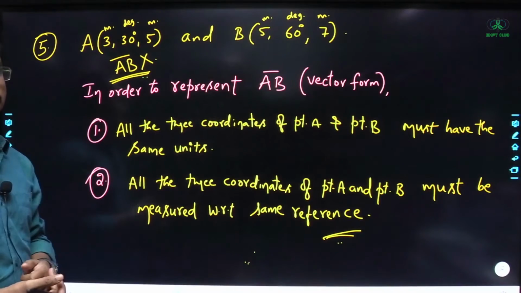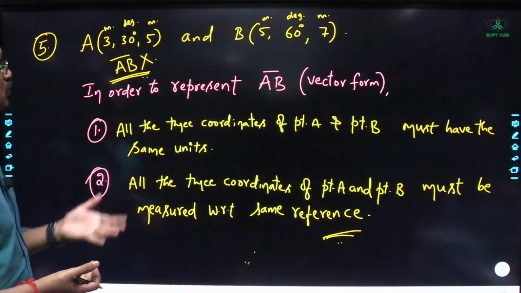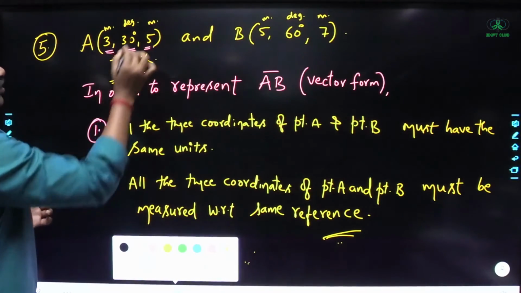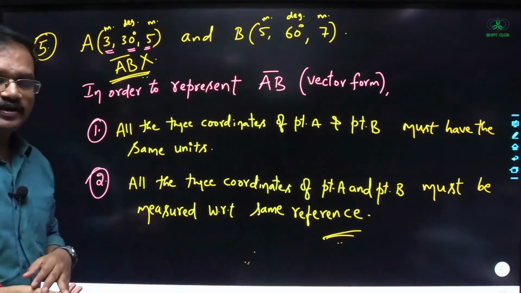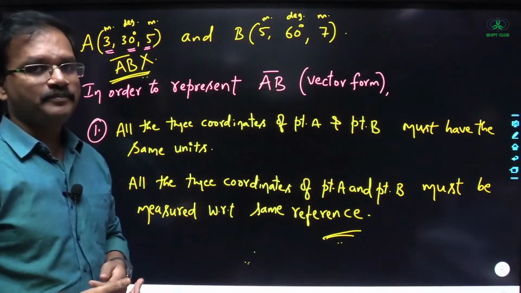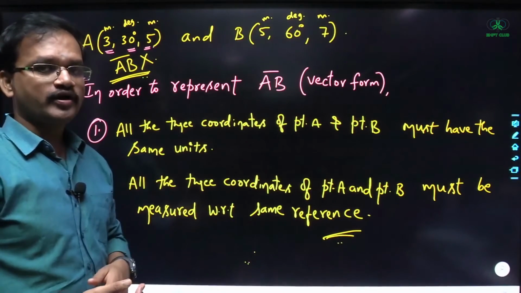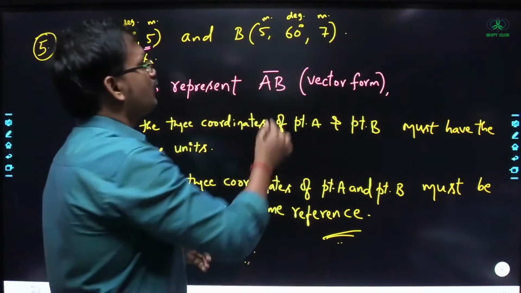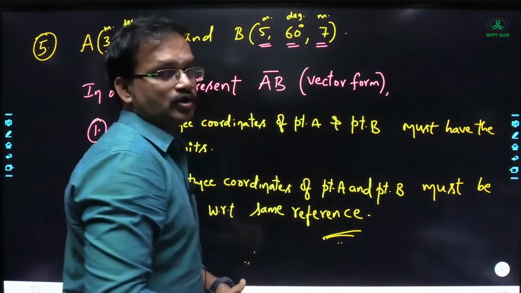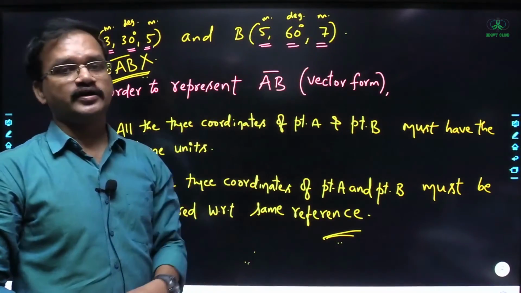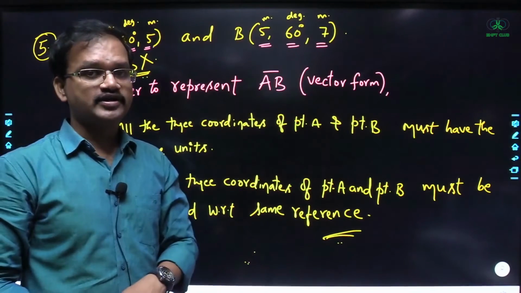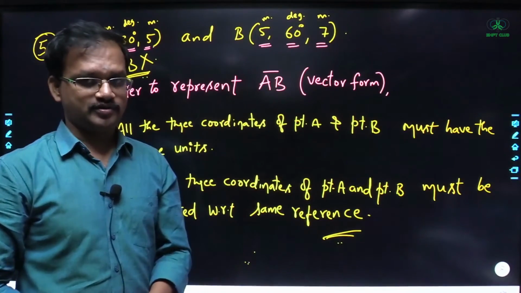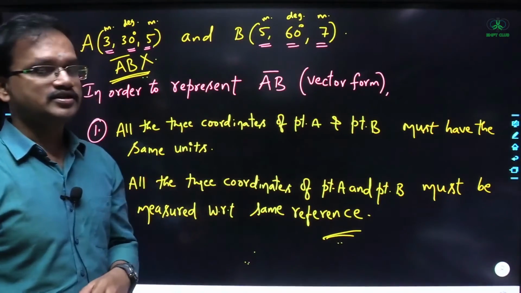So how can we overcome this? If we convert all the three coordinates into rectangular form, what will happen? All the three coordinates are going to have the same units, and all are measured with respect to the same reference point, that is the origin. Understood? Similarly, we can convert point B also into rectangular coordinates. Then all the three coordinates will get the same units and the same reference point. So these two conditions will be satisfied.